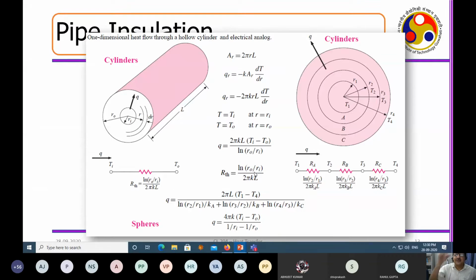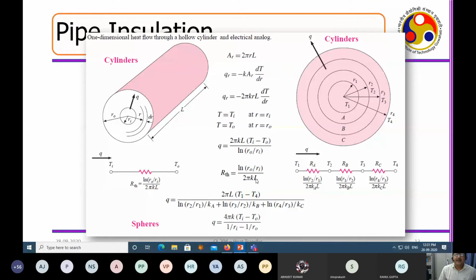So earlier it was (X2 minus X1), delta X. So that becomes ln R0. So suppose you have a cylinder which has an inner radius of Ri and outer radius of Ro. Okay, what will be the resistance? The resistance will be ln(Ro/Ri) divided by 2 pi KL.